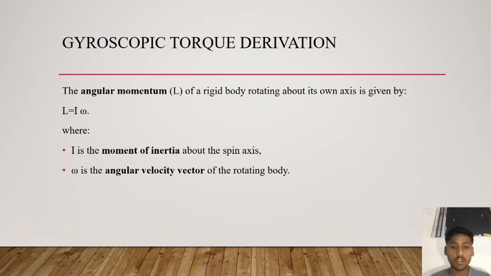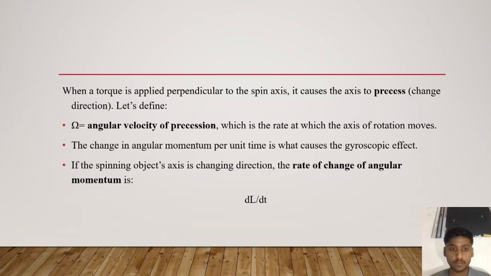Now we know the angular momentum L is I into W. Now, if the spinning axis of the object starts to change, that is, begins to precess, the angular momentum vector starts rotating. According to Newton's second law, T is equal to dL by dt, the rate of change of angular momentum.